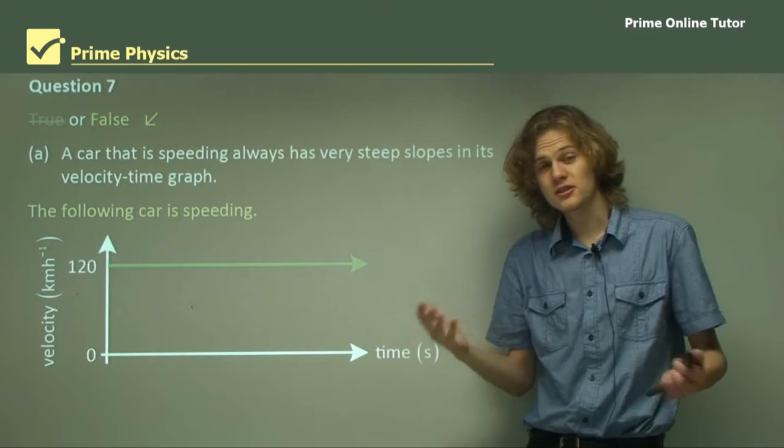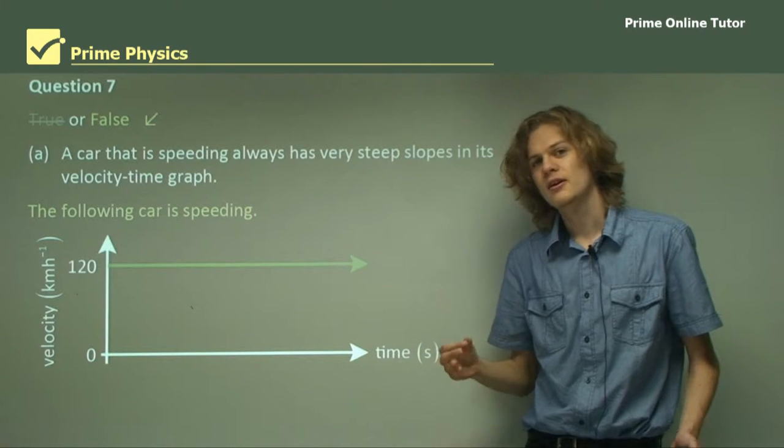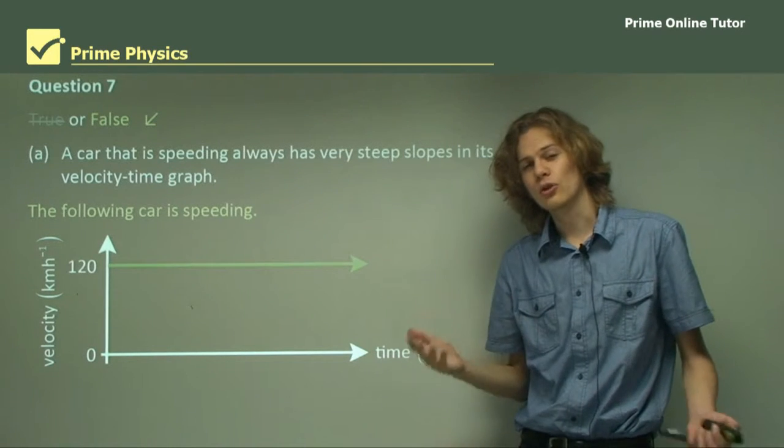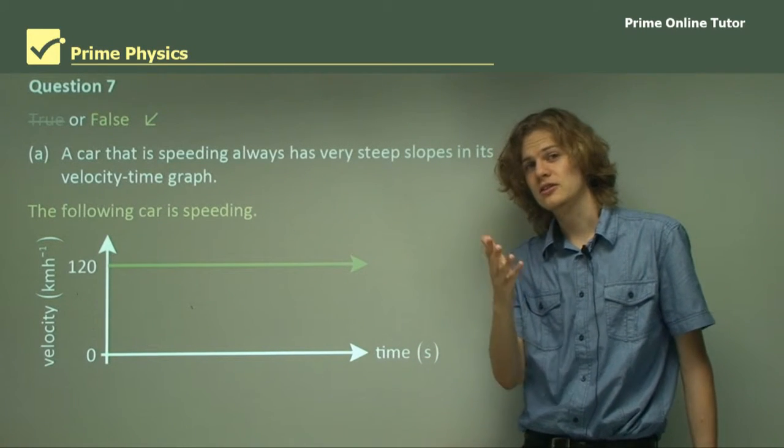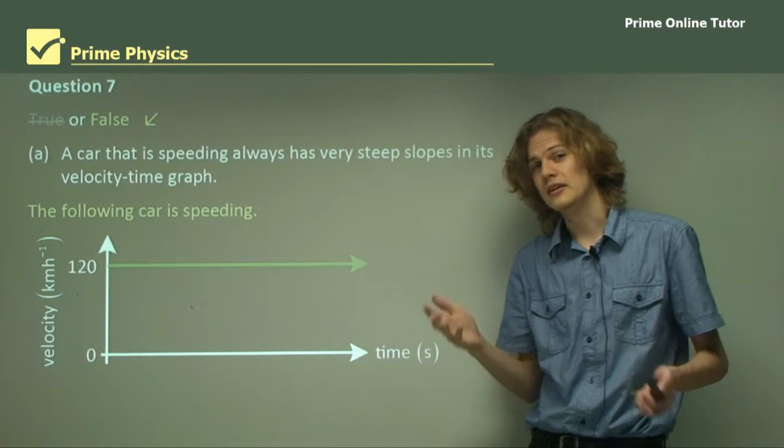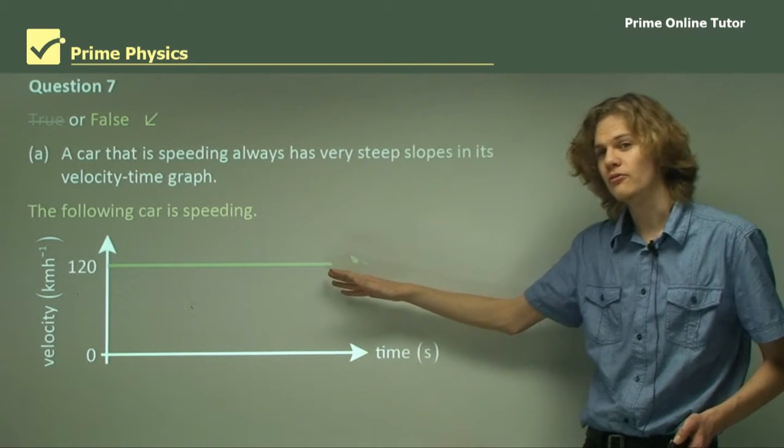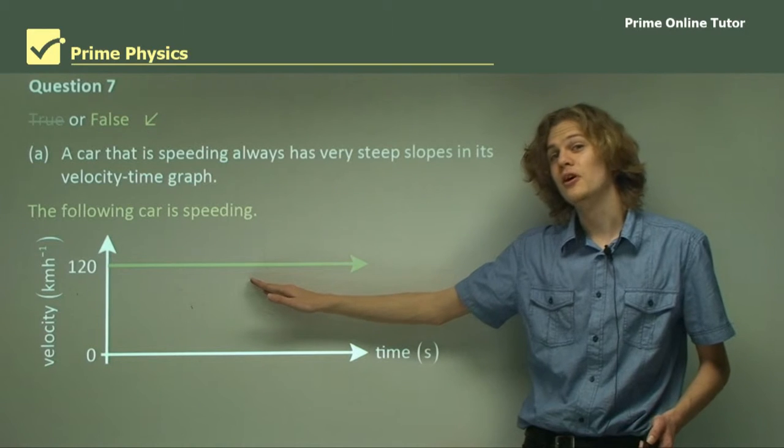In a position-time graph or a displacement-time graph, a sharp line means that there's a high velocity. So in that situation, a steep slope would mean it was speeding. But in a velocity-time graph, even a flat line can be moving very fast.